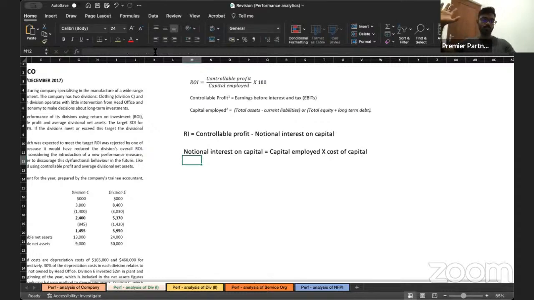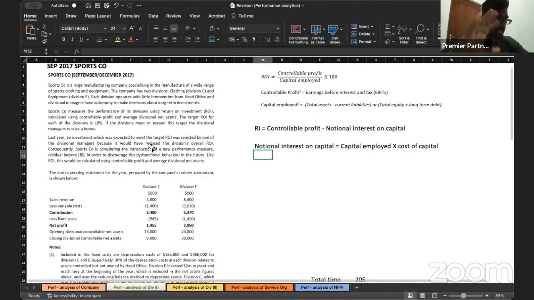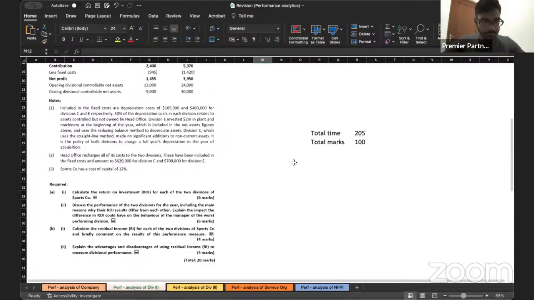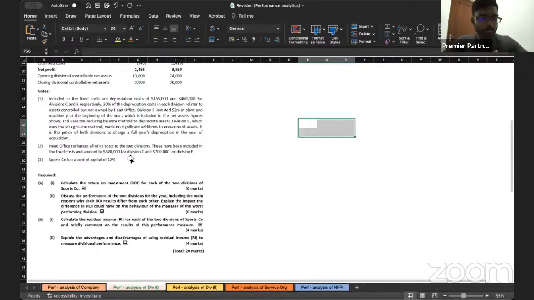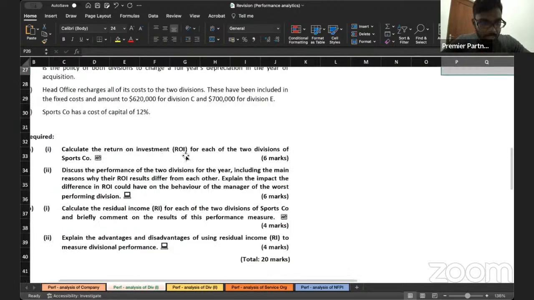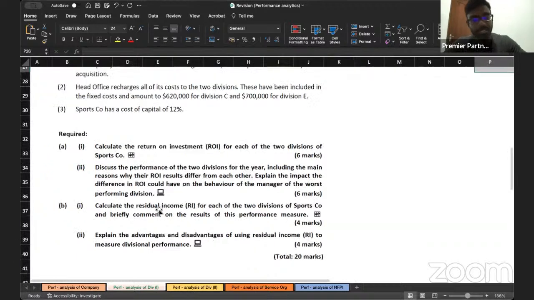Here you have a lot to read, and then you answer these questions. Firstly, we look at the requirement. Calculate ROI for each of the two divisions. Discuss the performance of the two divisions, including the main reasons why the ROI results differ from each other. Explain the impact the ROI could have on the behavior of the manager. Part B, calculate ROI.